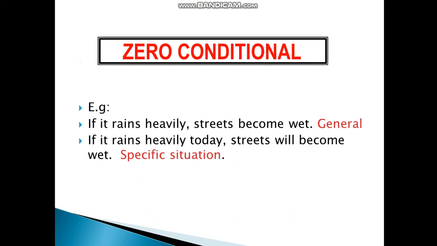Sometimes, when I talk about something specifically, I change the zero conditional into first conditional. How? When I say, if it rains heavily, streets become wet, this is a general case. But when I say, if it rains heavily today, streets will become wet, I specified a certain situation which is raining today. So the first example talks about raining heavily in general, but the second example talks about raining heavily today only.